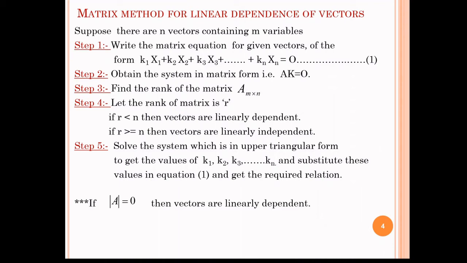Also, you can remember it as: if the determinant of the matrix A is equal to 0, then the vectors are linearly dependent, because in that case the rank will be less than the order of the matrix. And if the determinant is not equal to 0, then the vectors are linearly independent, because the rank will be equal to the order, and when the rank is equal to the number of vectors, they are linearly independent. I hope you got the concept.